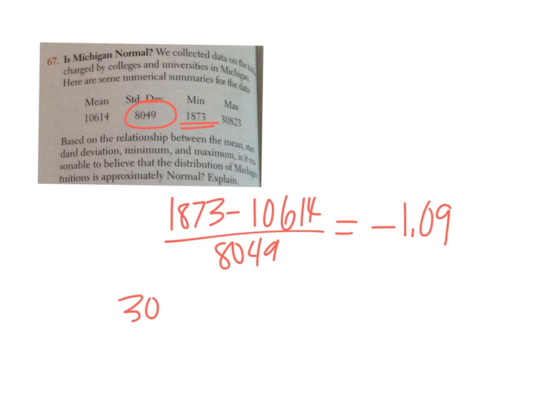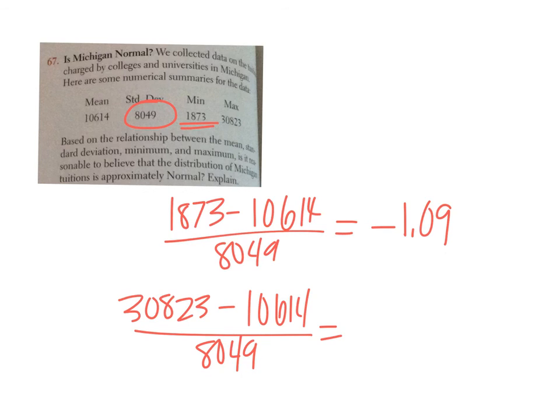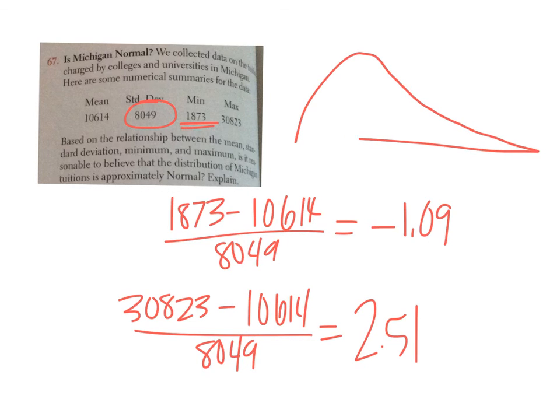But the maximum, if I find its z-score, it is much farther away. Hold on. It's about 2.51. So clearly the maximum is a lot farther away than the minimum is from the mean. To me that sounds like it's probably skewed. It's probably piled up on the left side and then stretches out on the right side. So I would say no, this is not approximately normal.